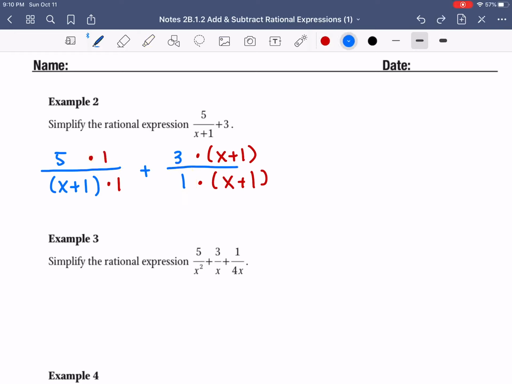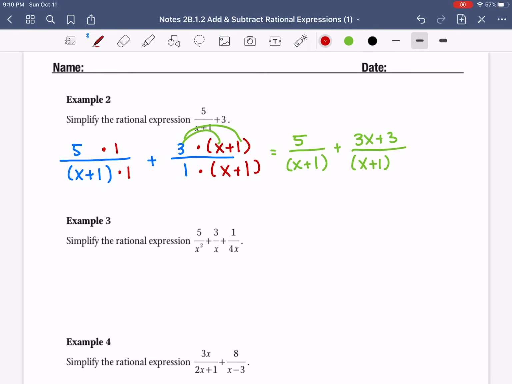When I do that, I get on top 5 times 1 is just 5 over x plus 1 times 1 is just x plus 1 still. Plus 3 times x plus 1 would be 3x plus 3 over 1 times x plus 1 is just x plus 1. So now you should have common denominators here, or else you made some sort of mistake with your multiplying. When I have the same denominator already, I just keep that denominator the same. And then on top, I would combine any like terms. So 5 plus 3x plus 3. I can combine the 5 and the 3, so I get 3x plus 8.